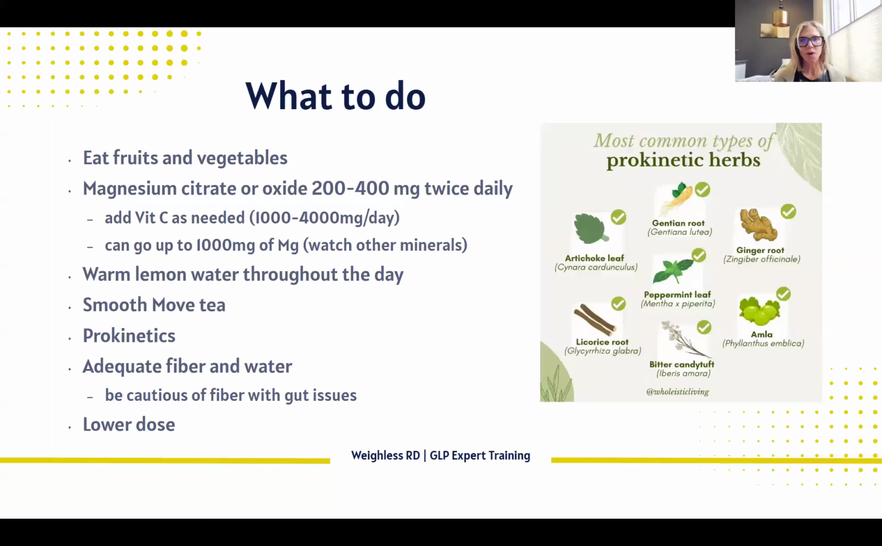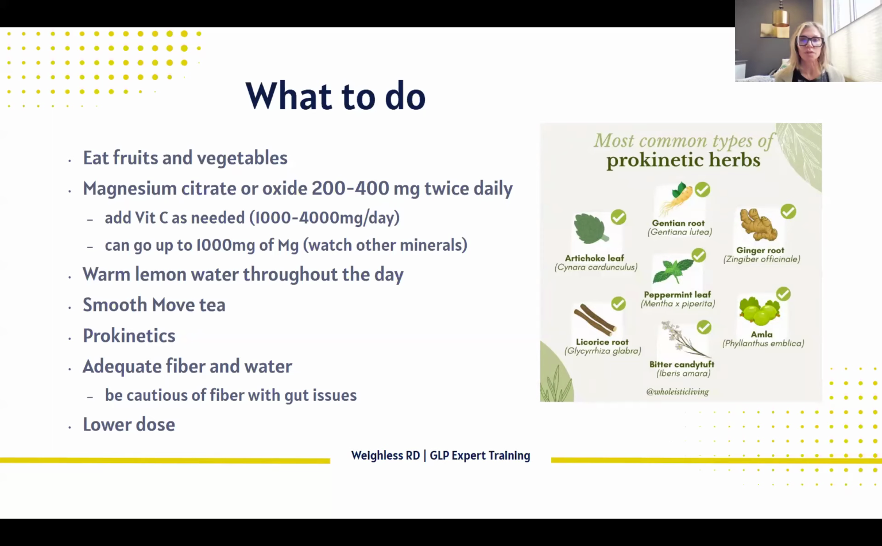Warm squeezed lemon water throughout the day works wonders. Smooth move tea. We've worked a little bit with prokinetics. I have not worked enough with it to give my opinion. On the small number of people, I'd say it wasn't a super game changer, but I know some people have had a lot of success with it. Adequate fiber and water. Again, just some of the common basics. But if they have a lot of gut issues, don't tell people to go run out and grab Metamucil and some of these fiber things, because that'll send them into an even worse situation.